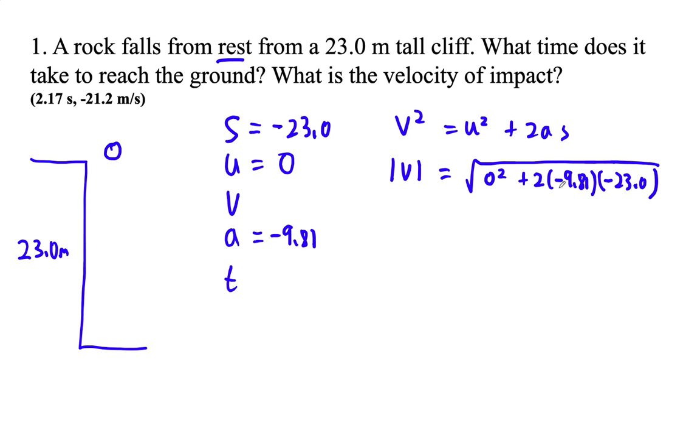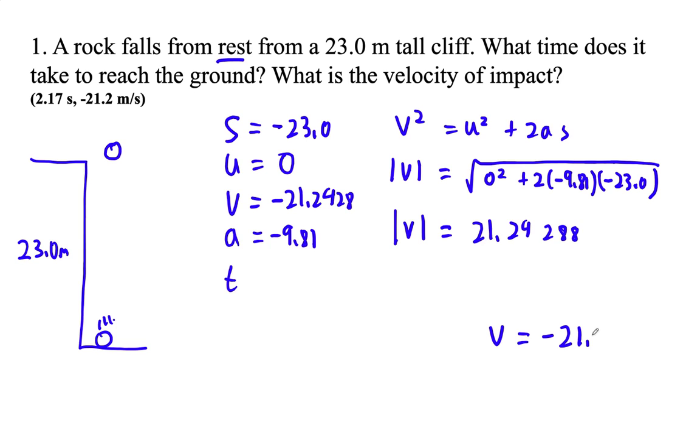Okay, so let's do this. The square root of 0 squared plus 2 times negative 9.81 times negative 23 is 21.24. So the absolute value of the velocity when it strikes the ground is 21.24288. Now, there's no question that this thing, right before it strikes the ground, is moving downwards. So the final velocity is negative 21.24288. Or we would just say the velocity is negative 21.2 meters per second. Put a box around it.